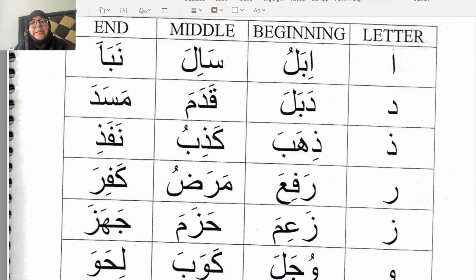So this one is ibalu, ibalu. Sa'ila, sa'ila. Naba'a, naba'a. This one is dada, dal. Dabala, dabala. Qadama, qadama. Masada, masada. This is the dal, dal. Dhihaba, dhihaba. Kadhibu, kadhibu. Nafadhi, nafadhi.